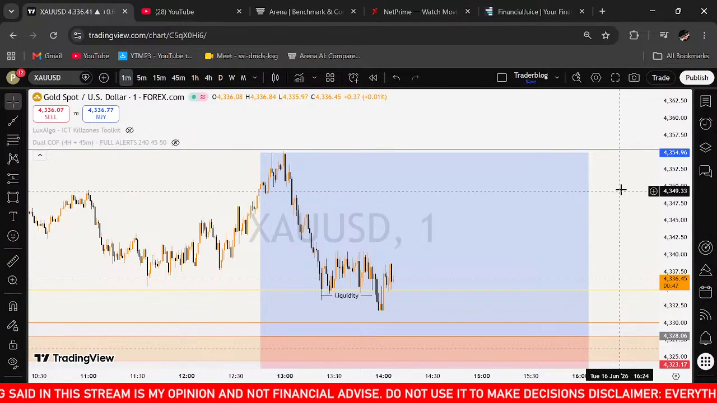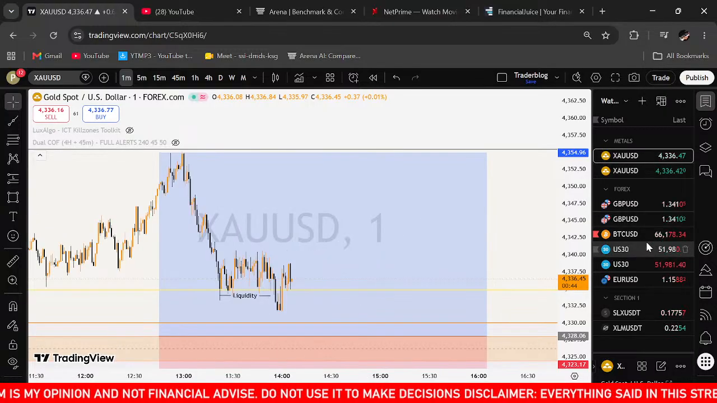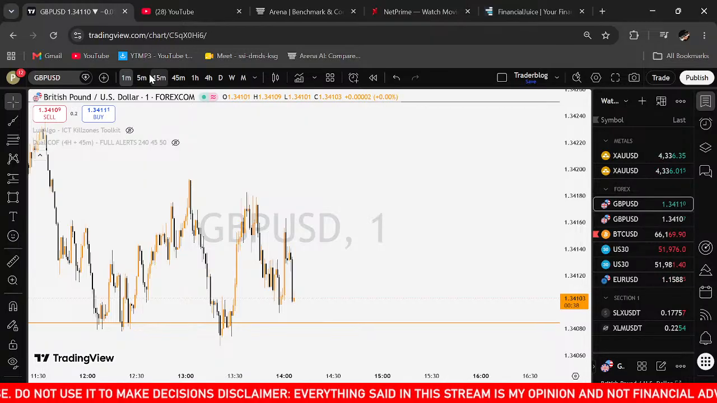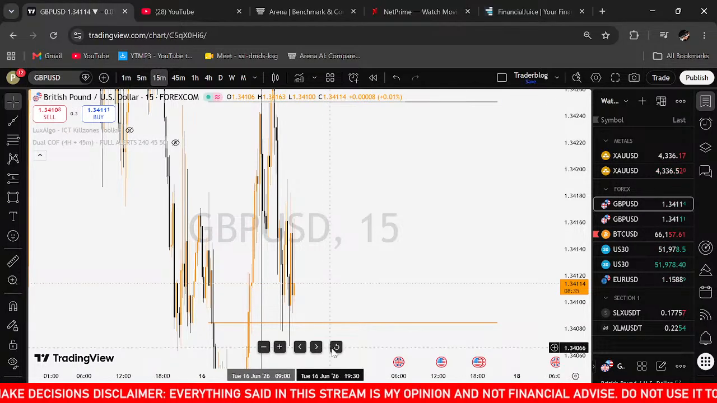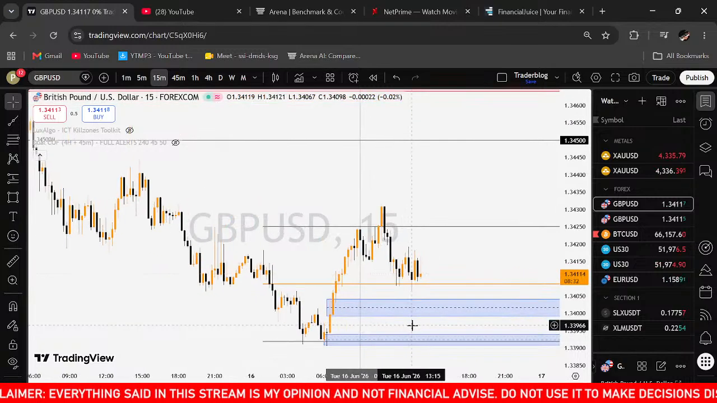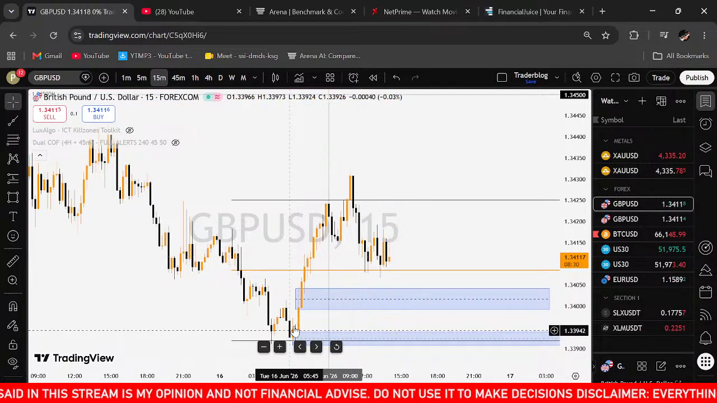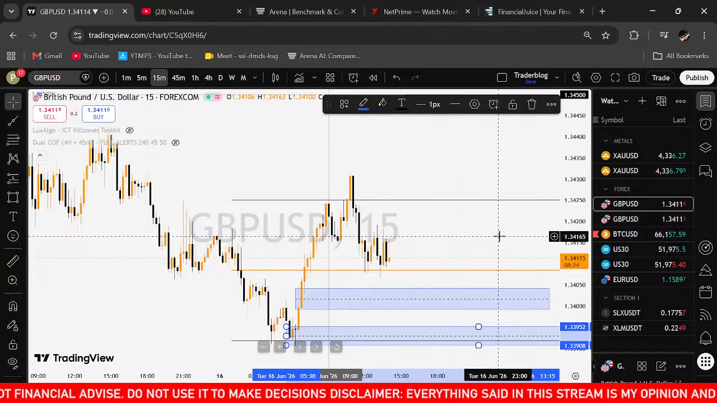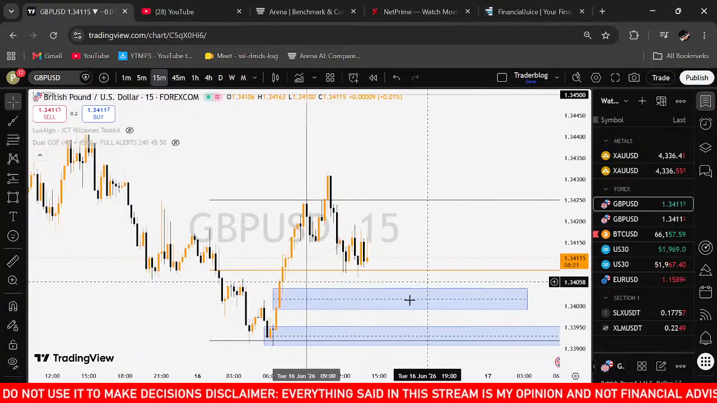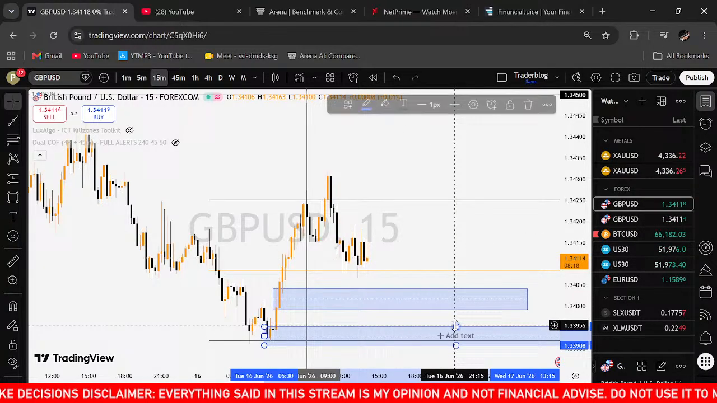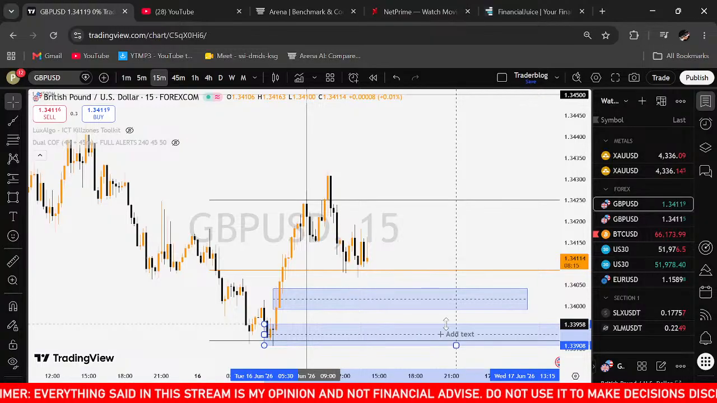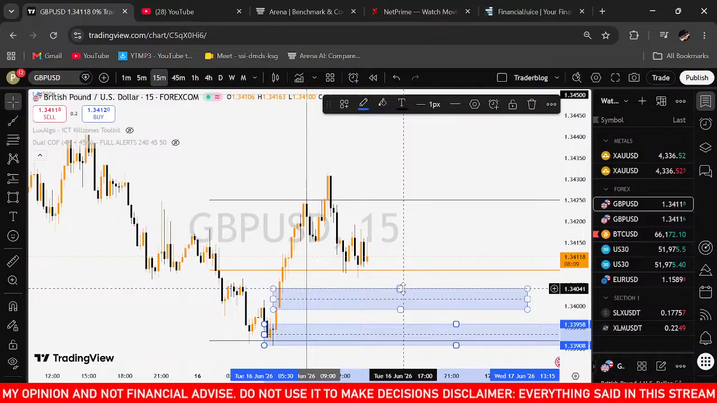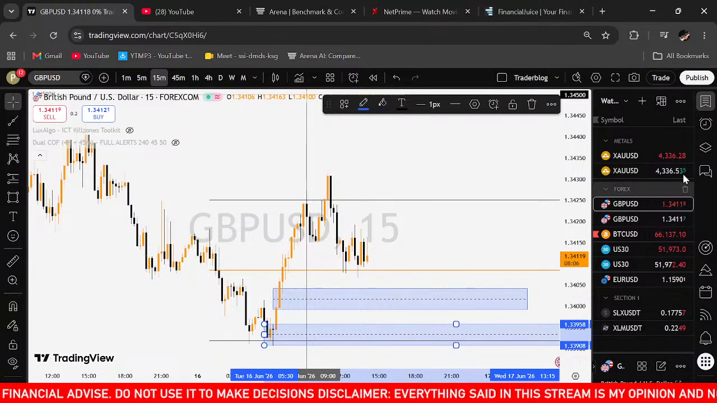So this is how I leave you guys on the stream today. We have a trade here, possible trade entry on GBPUSD. Can consider these two zones, 1.3396 and 1.3404. Right.